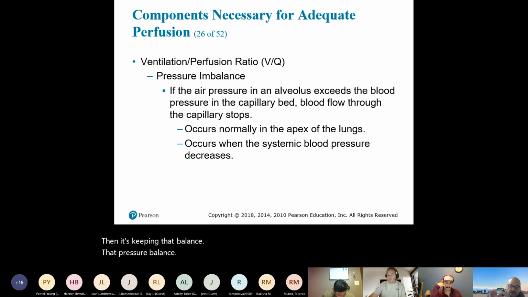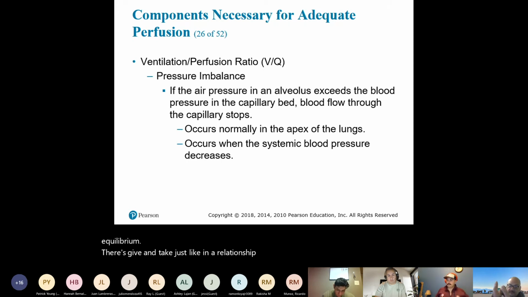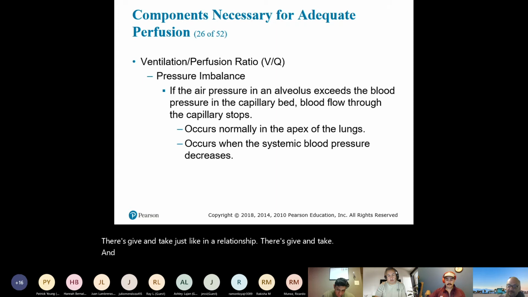I don't want to concentrate too much on that because that's not going to be something you're going to be tested on, okay? But just understand there has to be a pressure balance. Remember equilibrium. There's give and take, just like in a relationship, there's give and take. If one takes too much, then we're going to have issues in the body. Does that make sense?